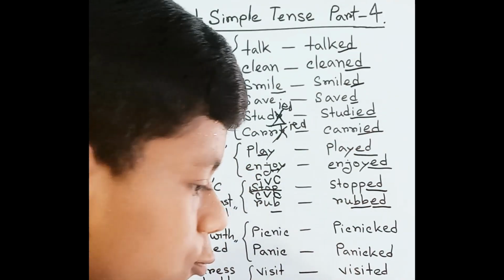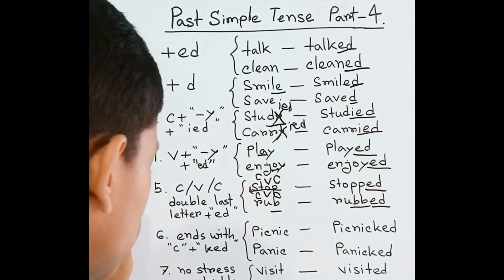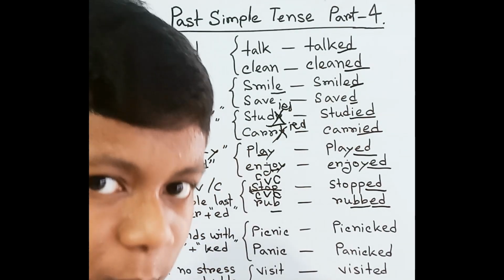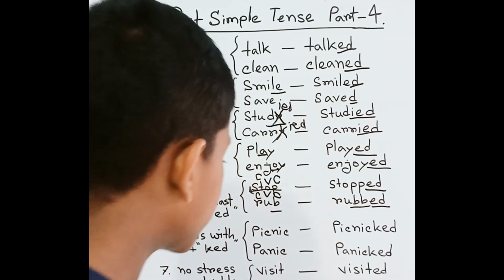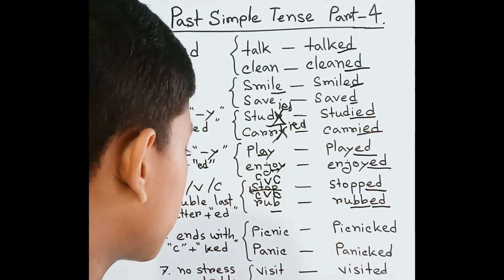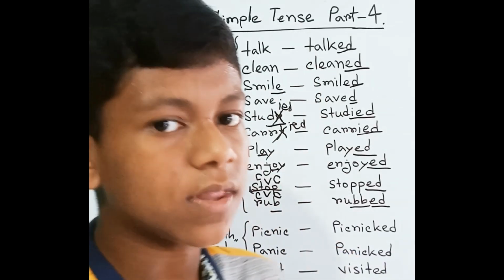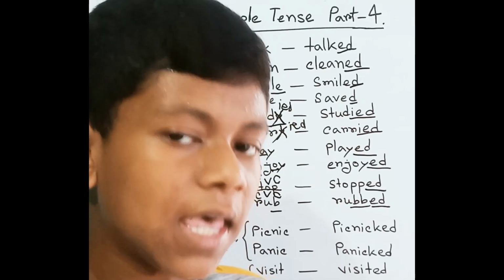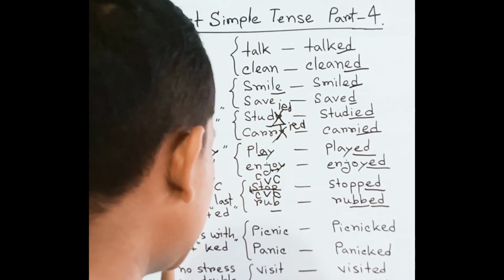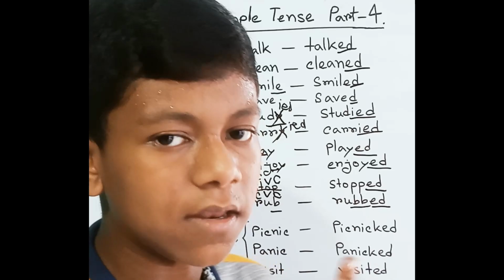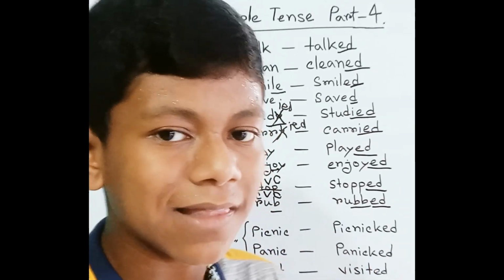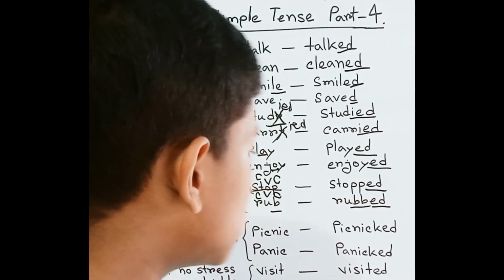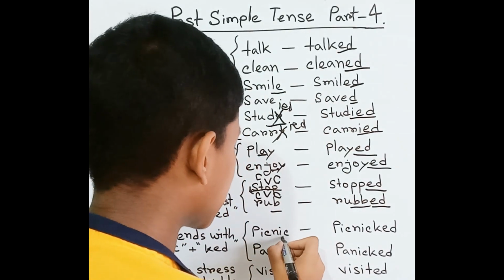Now two rules are left. Don't be afraid, just look. So here the 6th number is: when the verb ends with C, you don't need to drop the C. C will be the same, just you need to add the KED. Only for this C. So if you just see the example, that is picnic.